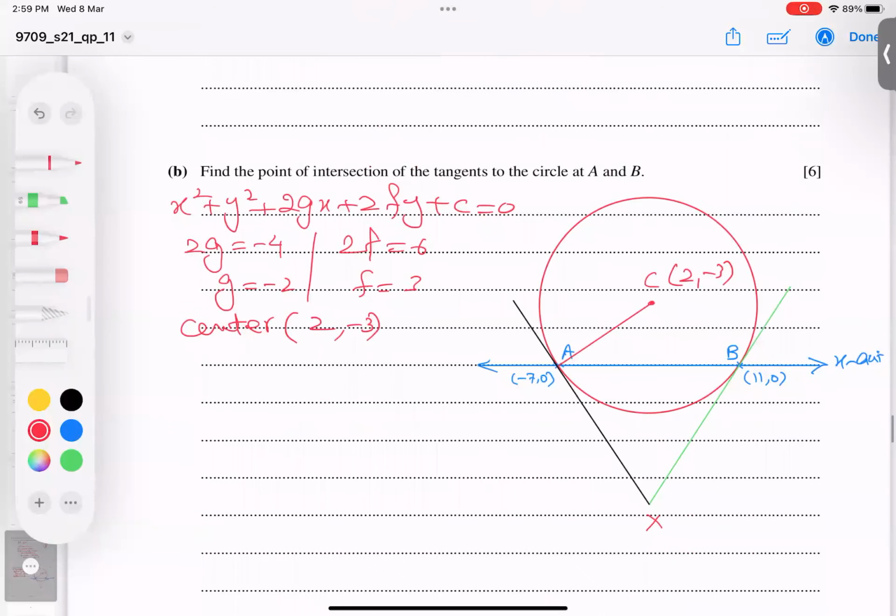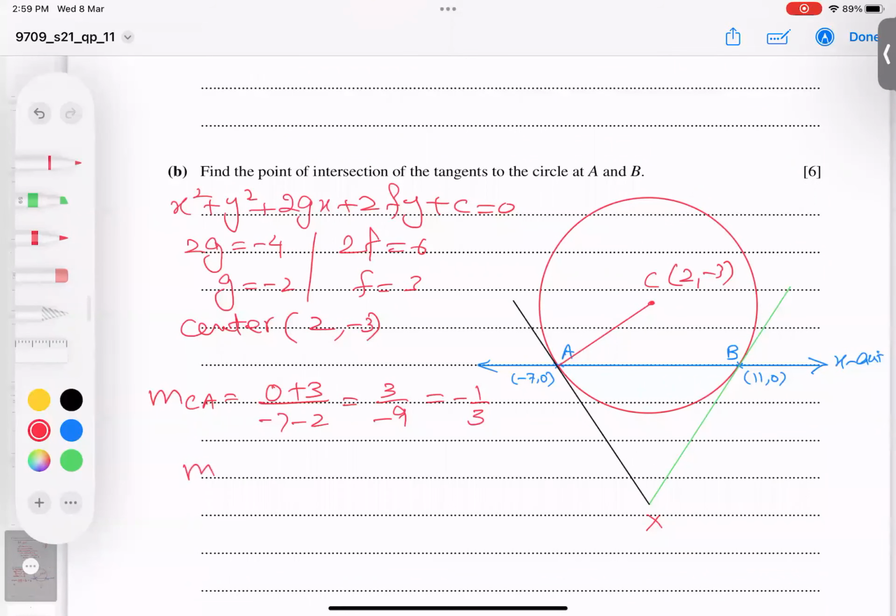Now I'm finding the gradient of CA. Let's find it: y2 minus y1 over x2 minus x1. No problem at all. 0 plus 3 over -7 minus 2. So I get 3 by -9, and ultimately I get -1 over 3. So the gradient of this CA is -1 over 3.